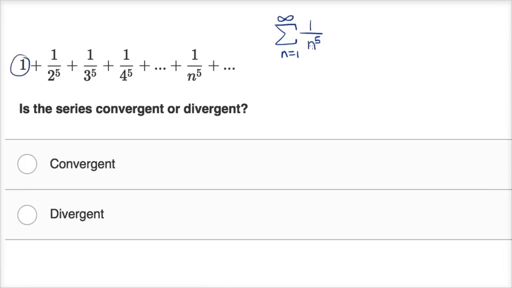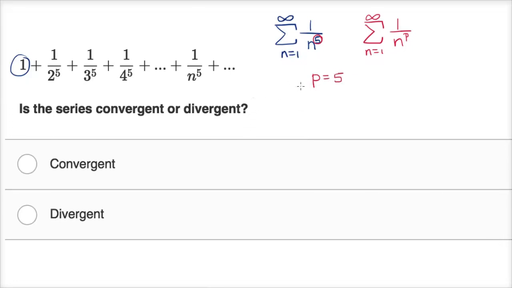Now you might immediately recognize this as a p-series. And a p-series has the general form of the sum going from n equals 1 to infinity of 1 over n to the p, where p is a positive value. So in this particular case, our p for this p-series is equal to 5.